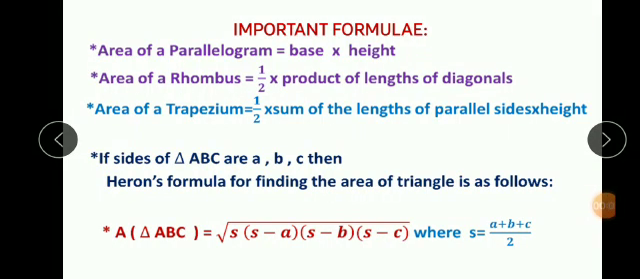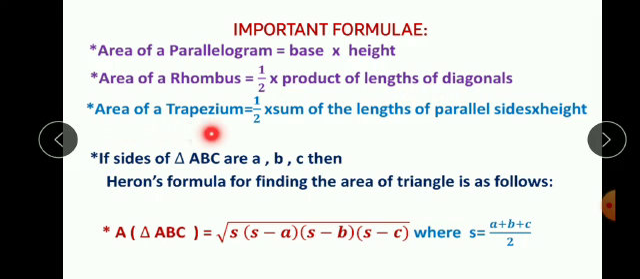Children, just now we have seen two examples based on area of a triangle. Now let us see some more important formulae. Up till now we have studied area of parallelogram is equal to base into height. Next formula, area of a rhombus, is equal to what? Area of rhombus is equal to half into product of lengths of diagonals.